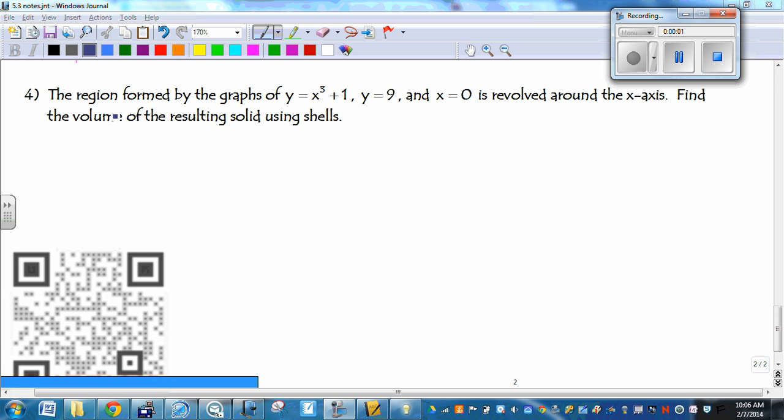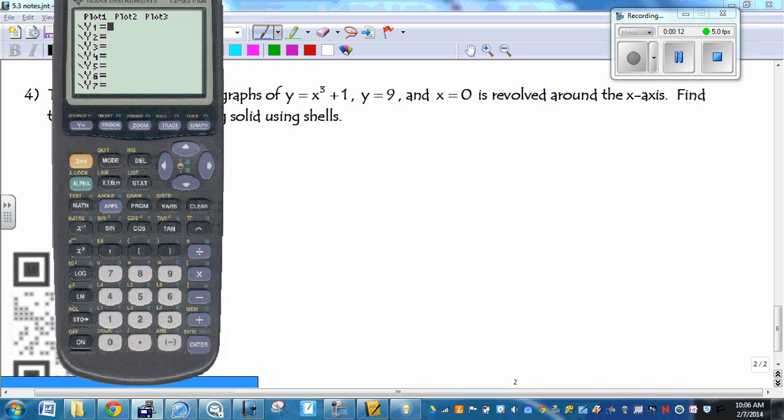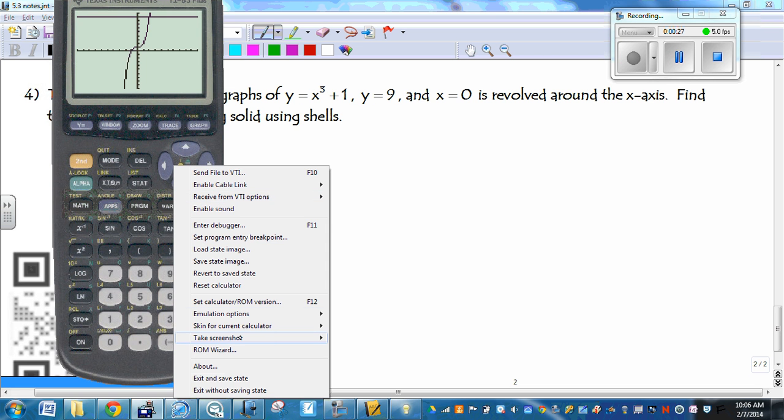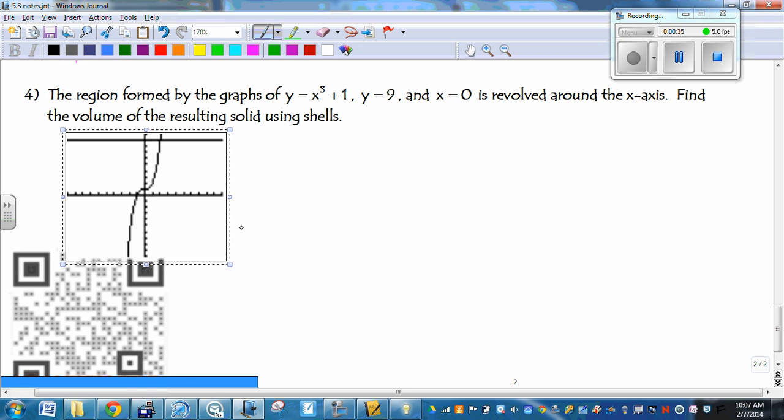So for this one, region formed by the graphs of y equals x cubed plus 1, y equals 9, and x equals 0. So I'm going to go ahead and graph this one on my calculator. So we have x to the third plus 1, and we have y equals 9. So this is the graph we're dealing with here. And this is the region that we're looking at.